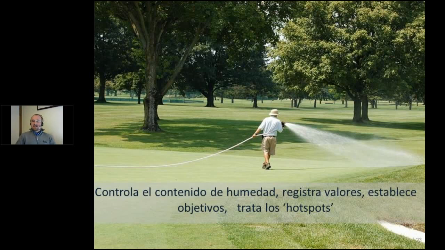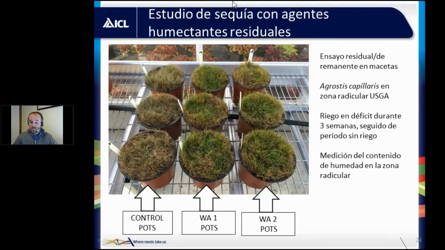What we also say residual wetting agents will do is reduce the drought stress that the turf suffers. Here's a very simple experiment. We have Agrostis capillaris in pots of USGA root zone. We get it growing nicely, looking healthy, and then we put those pots under drought stress by limiting the amount of water they receive. When we limit the water, we can see that the turf becomes stressed where there's been no wetting agent applied. Where we've applied wetting agent, some moisture is retained, which maintains a little bit of plant health.